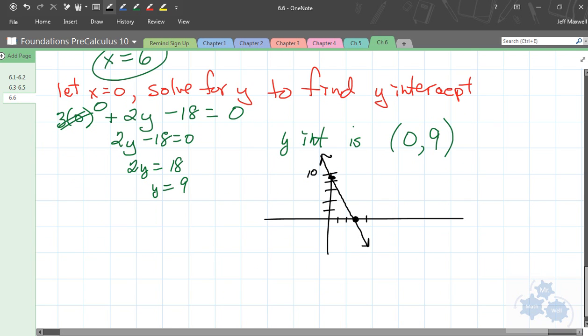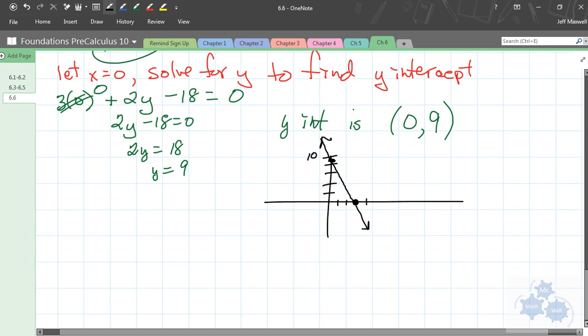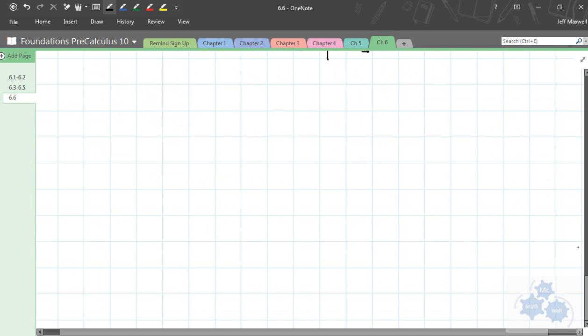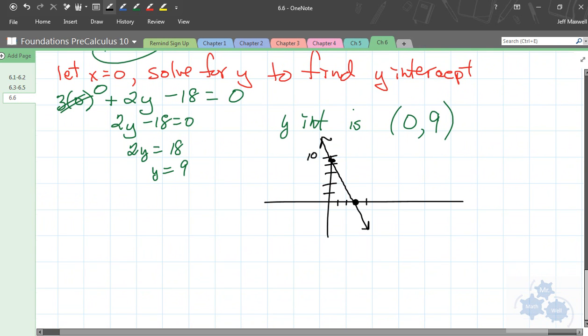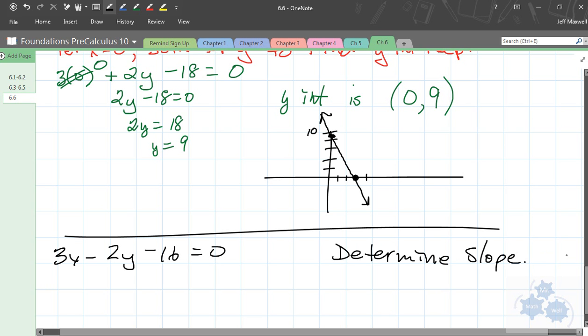All right, one more example, then I'm going to give you your homework, which we'll have 15 minutes to do in class. You're welcome. This example says, determine the slope of this equation. So 3x minus 2y minus 16 equals 0. Determine the slope.